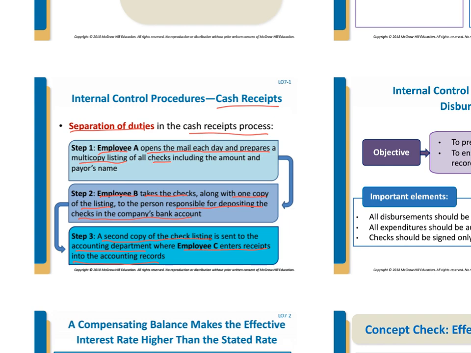Notice what happens. We have one employee here that actually opens up the mail and documents what checks have been received. They create a listing, and then a second employee then takes those checks and deposits them with a listing to ensure that all the checks that have been received were actually deposited. The third individual actually updates the accounting records to show that the customers that owed them money actually paid. And notice what this does.